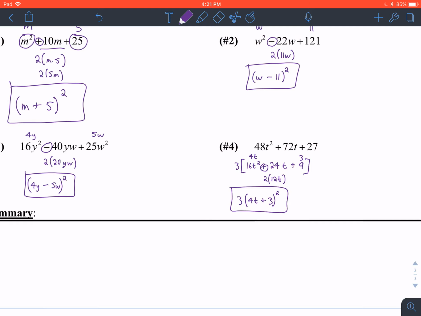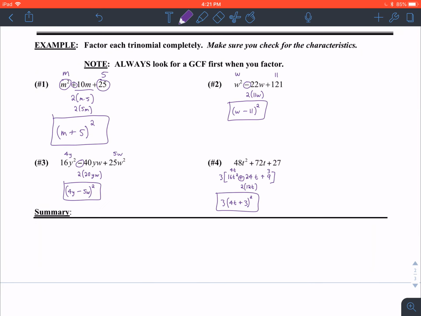All right. So yeah, these patterns are kind of important, and it's kind of wacky and abstract the first time you see it, but hopefully that makes sense.